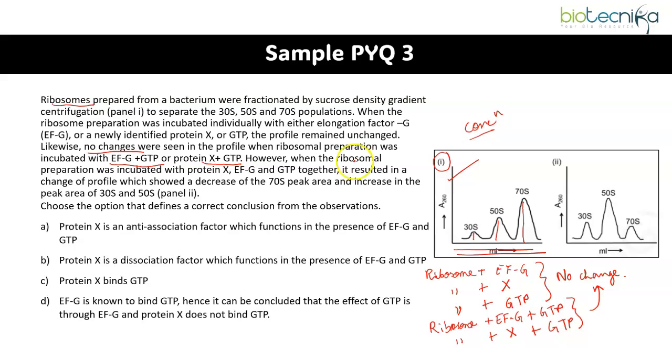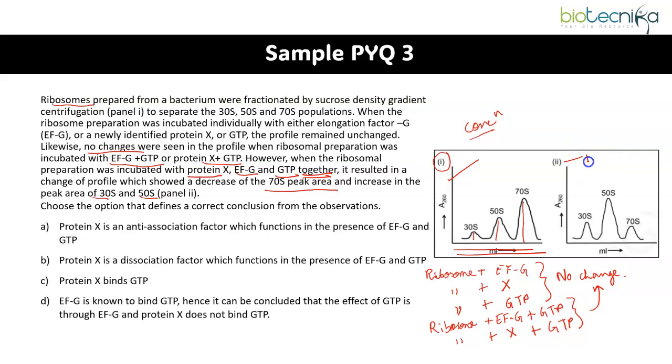However, when the ribosomal preparation was incubated with X, EFG and GTP all together, it resulted in a change in the profile, which showed a decrease in 70S peak area and an increase in the peak area of 30S and 50S. So you can see here the second panel. So when are we getting the second panel? I'm writing it here right away.